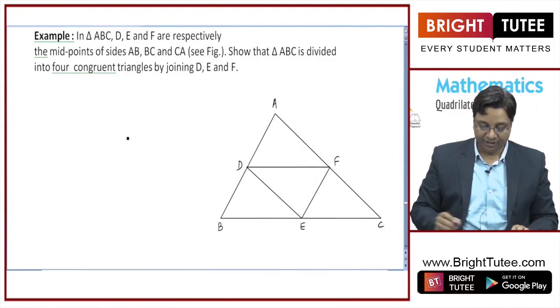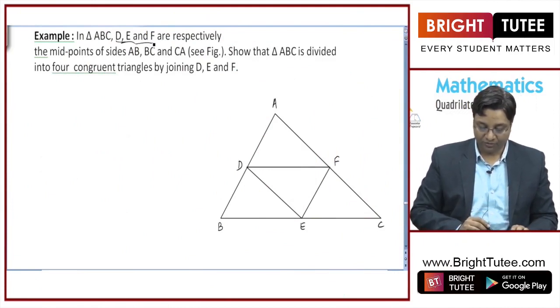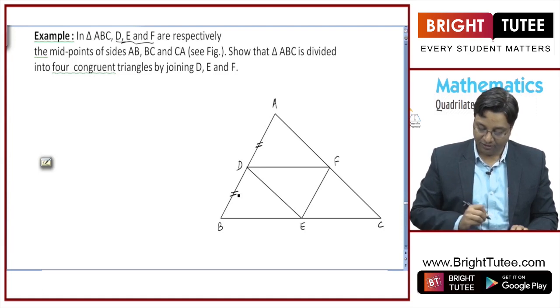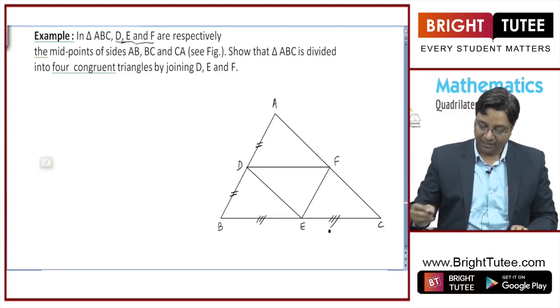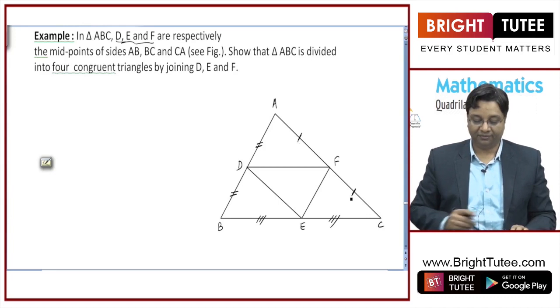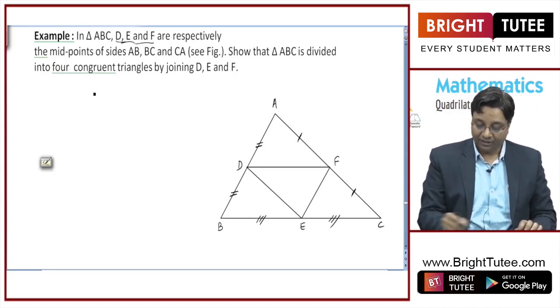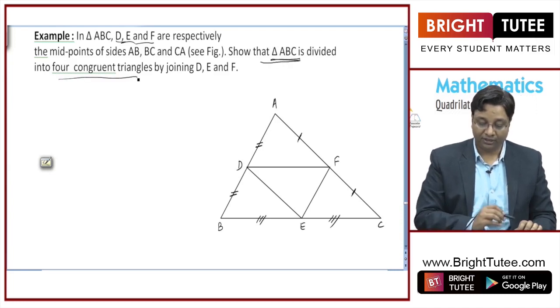In a triangle ABC, D, E, F are respectively the midpoints of AB, BC and CA. So D is a midpoint, so AD will be equal to DB. E is a midpoint, so BE will be equal to EC, and F is a midpoint, so AF will be equal to FC. These segments are equal. Now we need to show that ABC is divided into four congruent triangles.